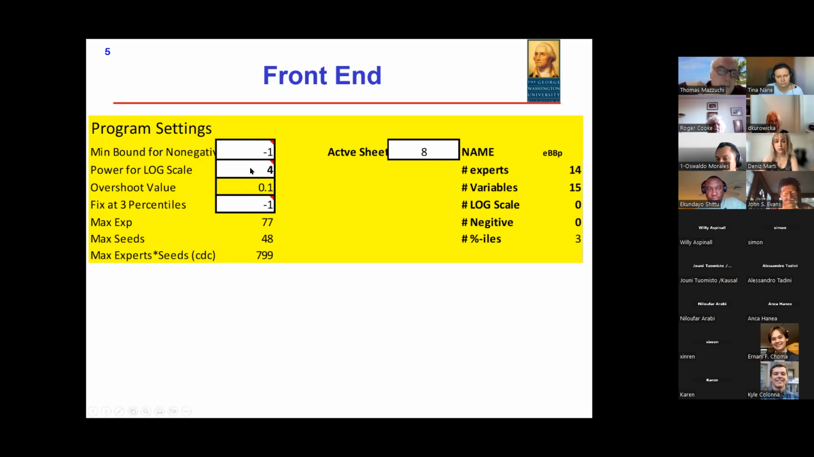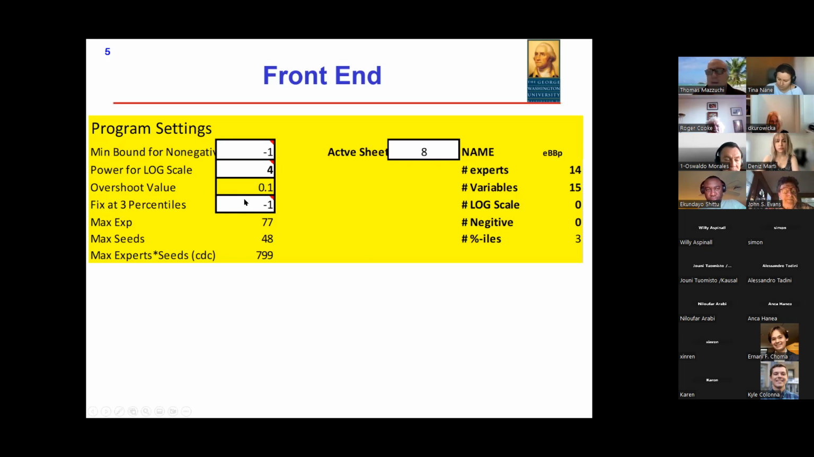Defining log scale, we've had some discussions on when you should use a log scale or not. So I allow you to enter a power of 10. So right now this says anything larger than 10 to the 4 or less than 10 to the -4 will be determined log scale. So I'll allow you to adjust that and play with that a little bit. So that's a variable thing in the program. Overshoot value 0.1 is what we usually use, but you can certainly change that.